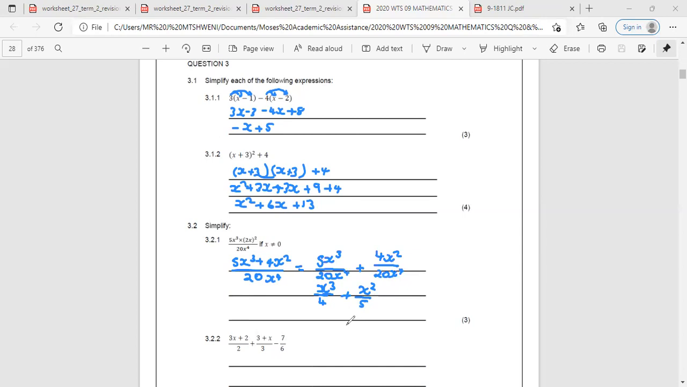Then from here we are simplifying it. That's how we do this one. Okay, let's do the other one.